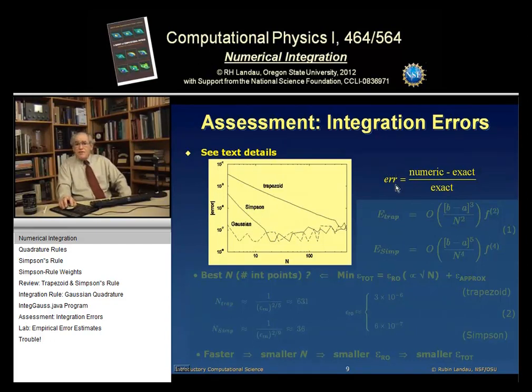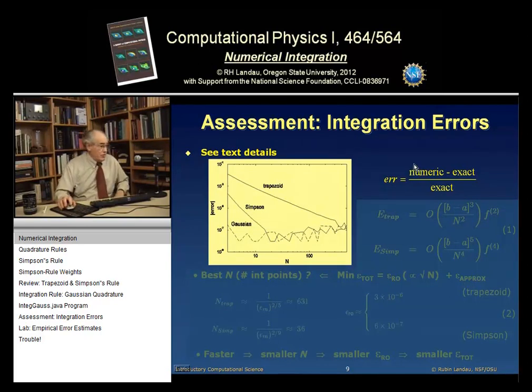And error is defined to be the relative error. And that means the numeric value of a function minus the exact value, divided by the exact. So for our test cases here, we know the exact value. That's why we're integrating an exponential or something like that. So we can compare that to the numerical.